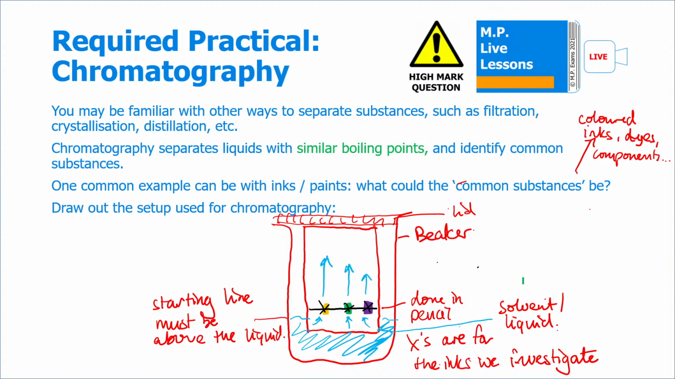Now, if two different components or two different inks within a mixture travel the same distance, let's say eventually we have some reds here and some reds here from the purple, you can tell that they're the same because they travel the same distance. Like this, right here.